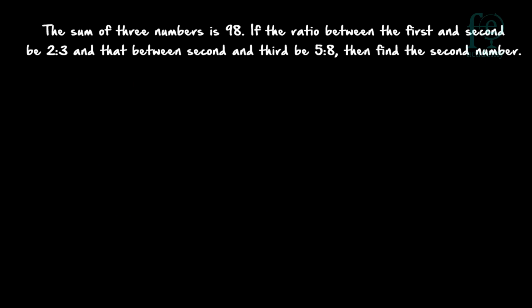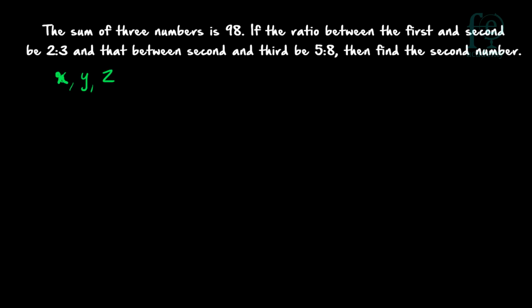If the ratio between the first and second be 2:3 and that between second and third be 5:8, then find the second number. So what is the given question? You are having three numbers. Your numbers are not known. So let the three numbers be equal to x, y and z.